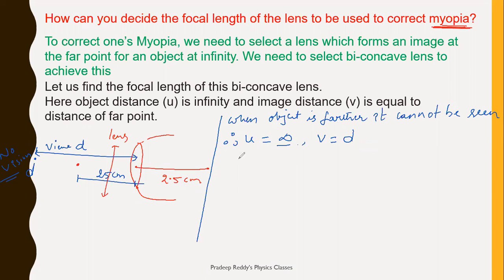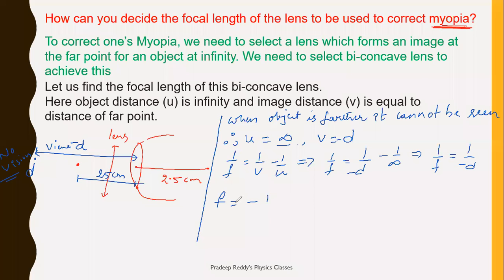Now I will use the lens formula: 1 by f is equal to 1 by v minus 1 by u. This implies 1 by f is equal to 1 by v, and v is nothing but D. Of course, this should be negative because you are placing the object in front of the eye lens, so according to sign convention, minus 1 by infinity. This implies 1 by f is equal to 1 by minus D. This gives the focal length f is equal to minus D.